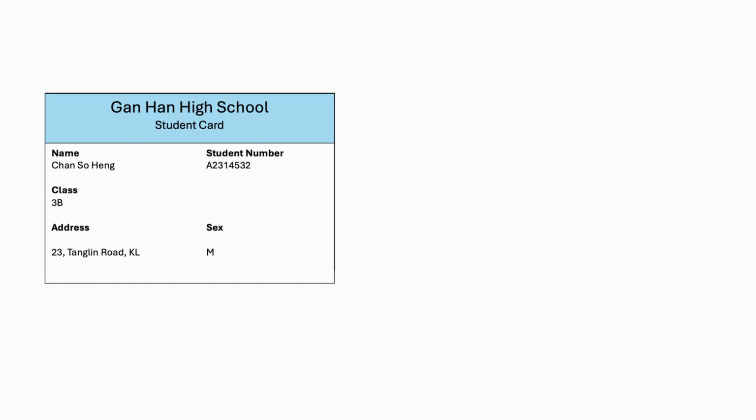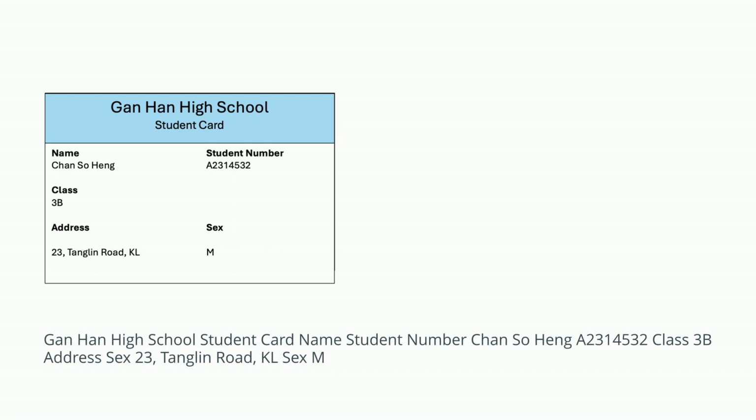Let us look at the student card. We will use the OCR program to extract all the words. Then we put them into a row of words. Name it as text. Now use the regEx code to find the data you want. Let's say I want to extract the name, student number, class, address, and sex of the person.